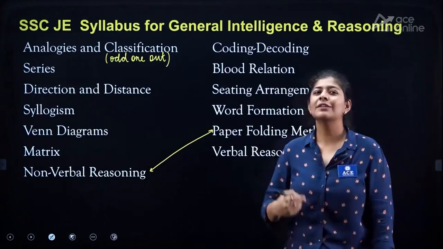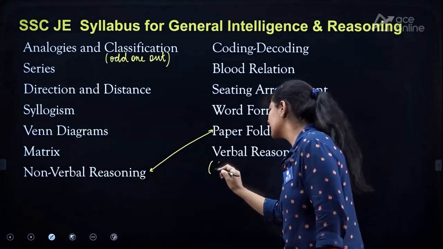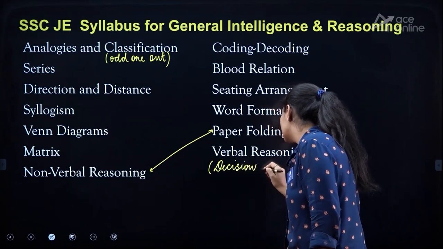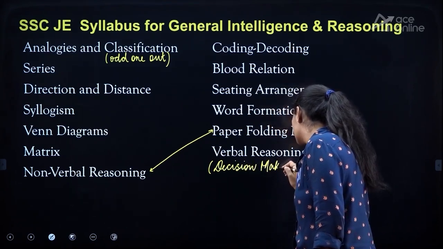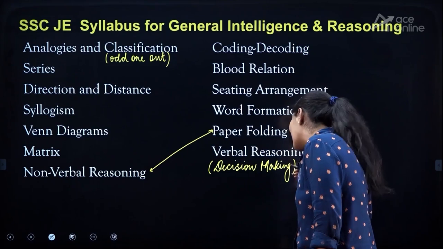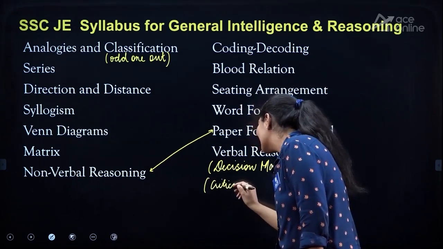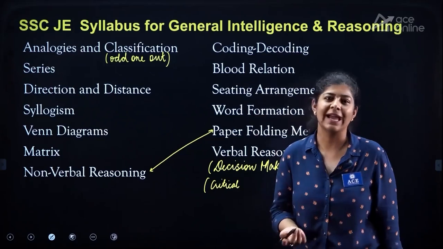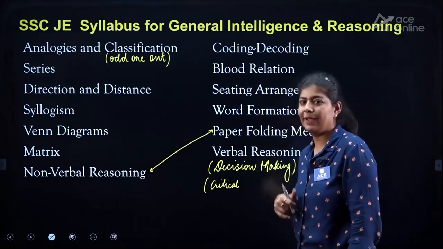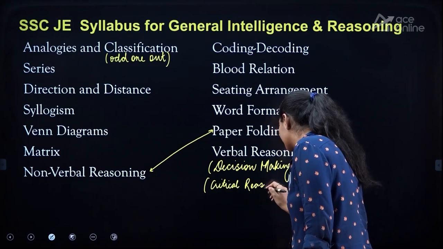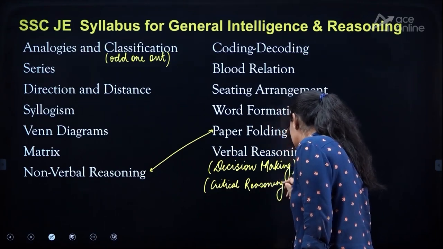The next one is verbal reasoning. For verbal reasoning, you can also say it is decision making, or you can also call it critical reasoning. It is not that tough as what we have in CAT level examinations or maybe some other examinations. But yeah, you can also term it as critical reasoning.